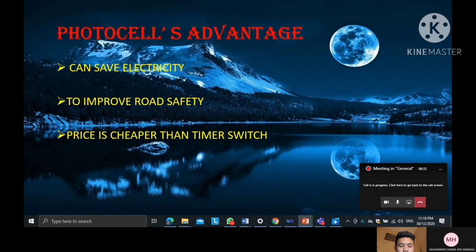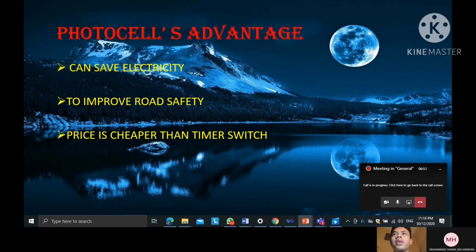So today I will introduce you about the photocell advantage, photocell disadvantage, and the conclusion of the photocell. So for the first one, we discuss about the photocell's advantage.